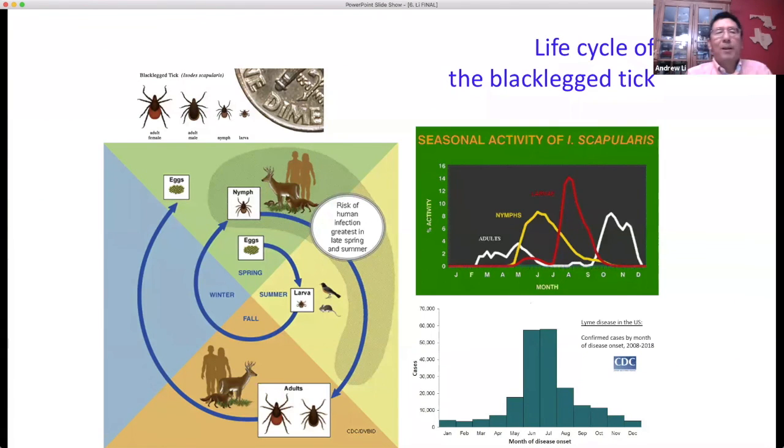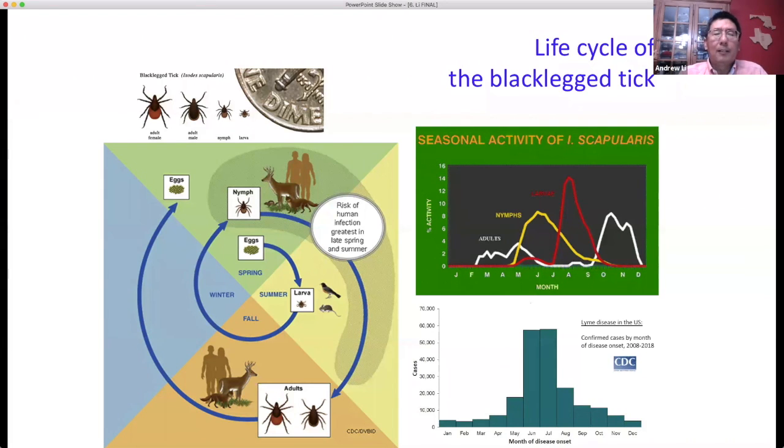Well, we know the black-legged tick is responsible for the transmission of Lyme disease from rodent to human, and this particular species has a very complex life cycle. It takes 2 years to finish 1 generation.